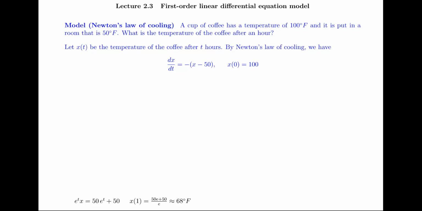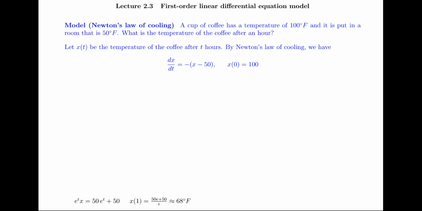So again, we just want to find the equation x of t. Once we find the equation x of t, we evaluate that equation at 1, because we're trying to find out what the temperature of the coffee is after 1 hour. So we find x of 1, and that will be our solution. So, well, how do we do that?